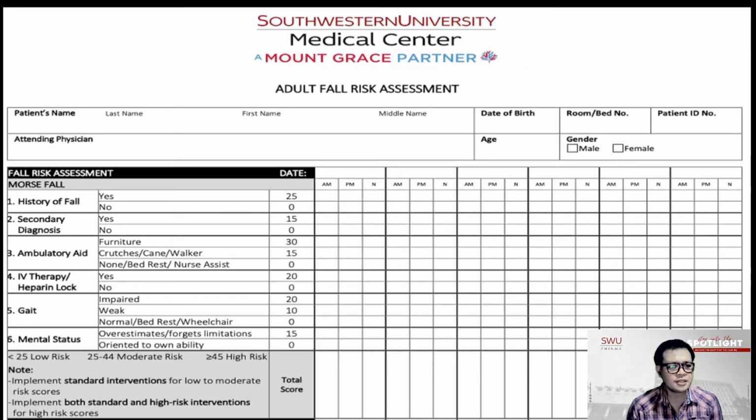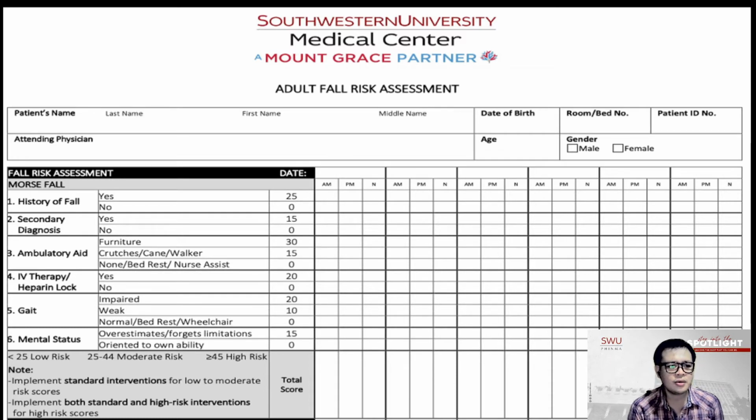So in the first part, you can see here the Morse form. It has 6 different categories, which include history of fall, secondary diagnosis, ambulatory aid, IV therapy or heparin lock that is attached to the patient, the gait of the patient, and even the mental status. The next column says yes or no.